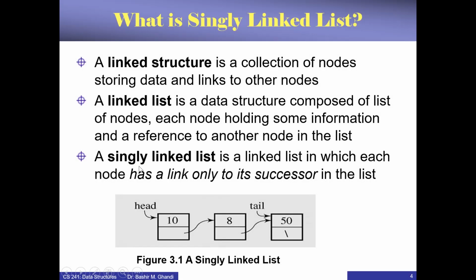And the last one, which is our target, is the singly linked list. What is a singly linked list? It is a linked list in which each node has only one link. It has data and one link, and that link is only to the succeeding node, or the successor node. There is no link to the previous node. So this is the first type of linked list that we are going to study. After this, of course, we're going to study the doubly linked list.